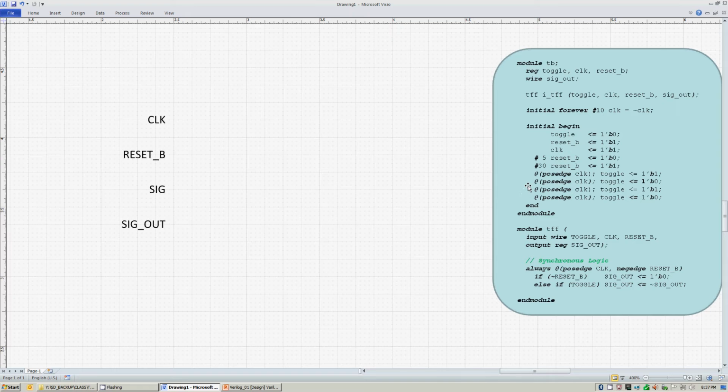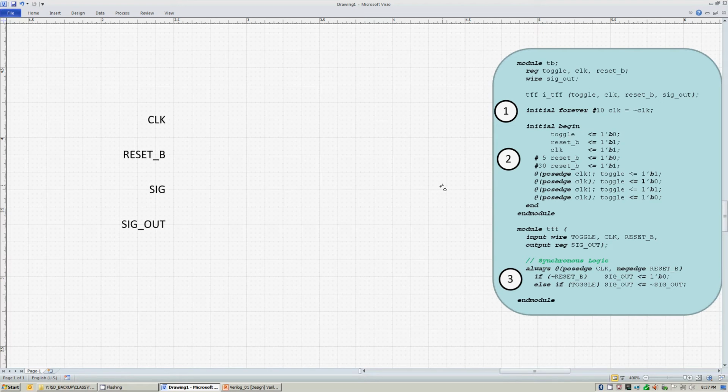Well, let's take a look at this, and let's simulate this mentally from time zero. We're going to come up with a set of rules to help us handle this. We're going to say that this initial forever is a process. We'll call this process 1. We'll call this initial begin process 2. And we'll call this always block process 3.